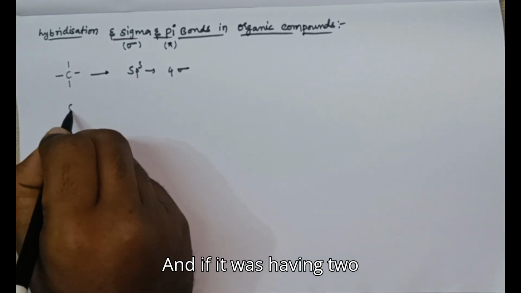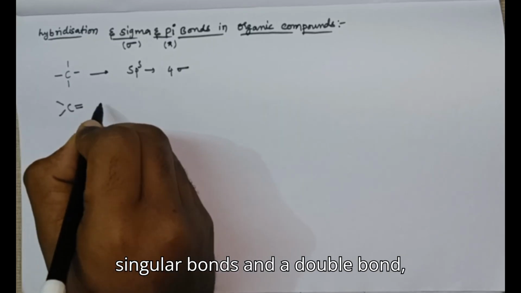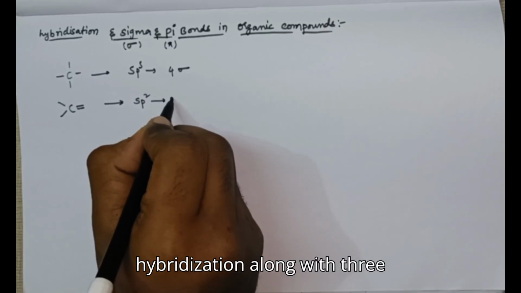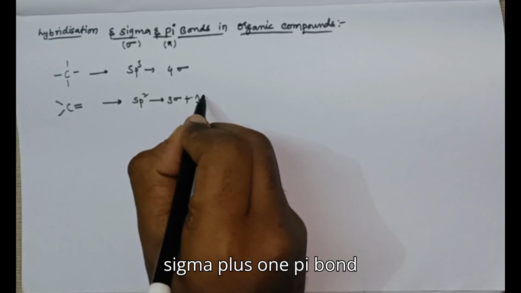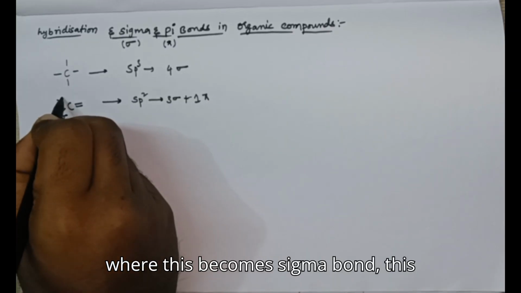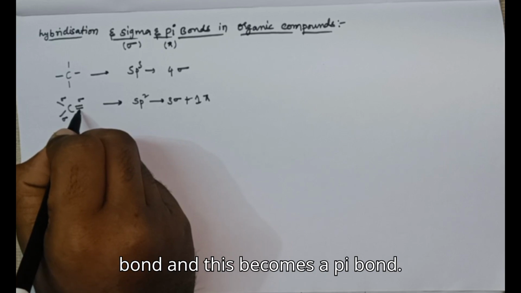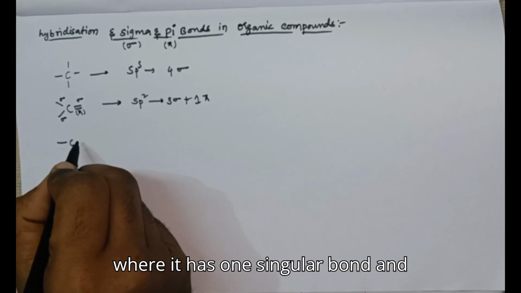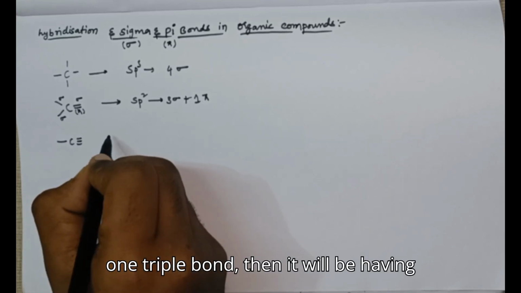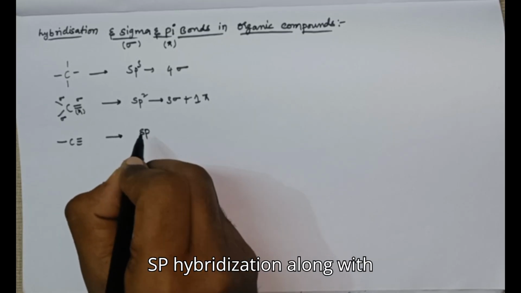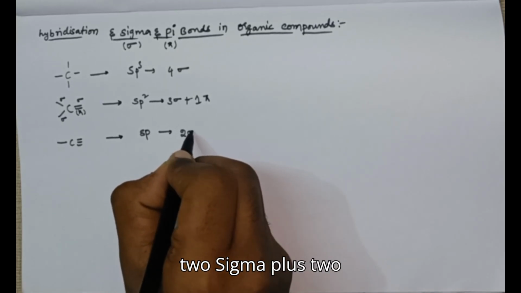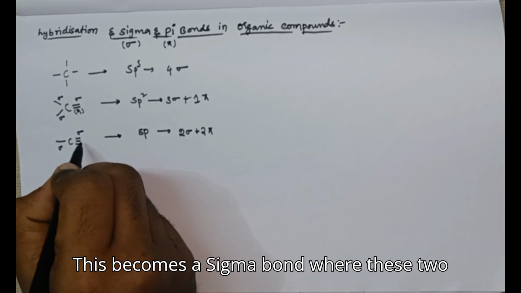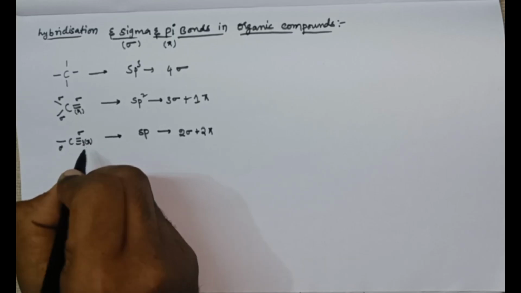And if it has 2 single bonds and a double bond, then it will have sp2 hybridization along with 3 sigma plus 1 pi bond, where this becomes a sigma bond, this becomes a sigma bond, this becomes a sigma bond, and this becomes a pi bond. And in the third compound, where it has 1 single bond and 1 triple bond, it will have sp hybridization along with 2 sigma plus 2 pi. This becomes a sigma, this becomes a sigma bond, and these two become pi bonds.